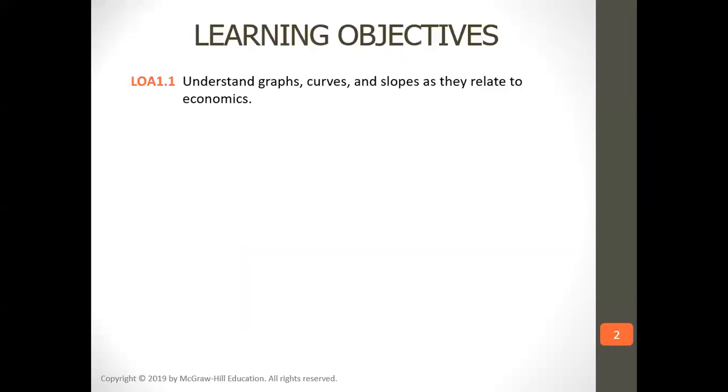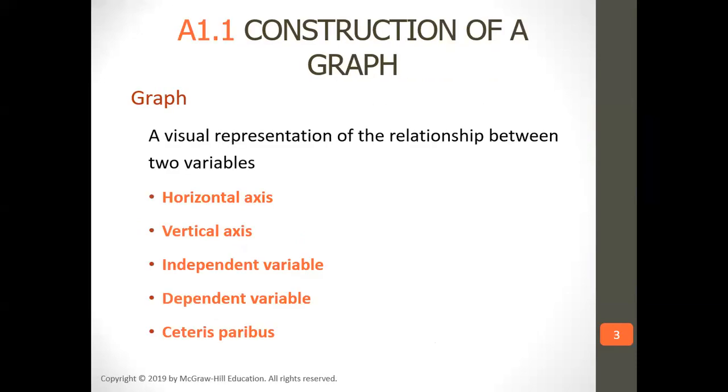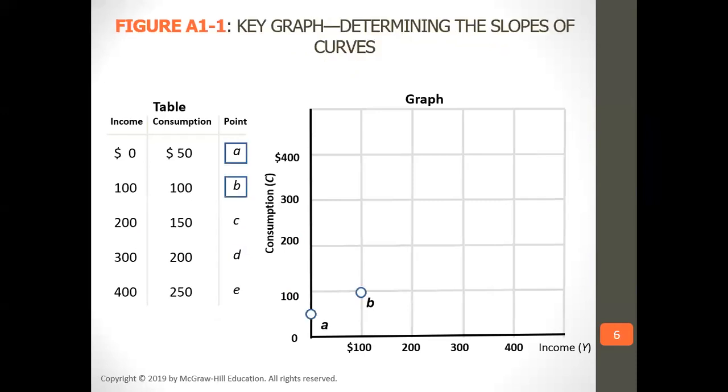We're going to go through graphs and their meanings. So this is the consumption graph. It shows that people spend more than half of their income on consumption in this case. For example, $250 of consumption comes from a $400 income. Then $200 of consumption comes from $300 income and so on. So more than half of the income is spent on consumption.